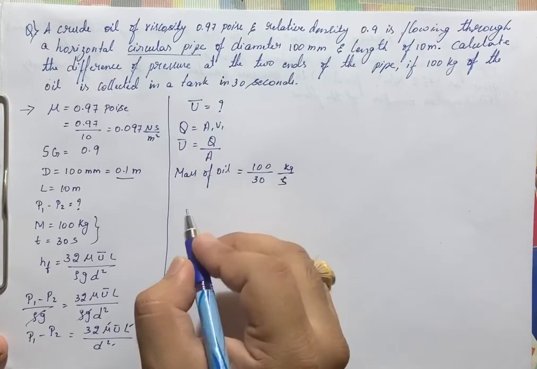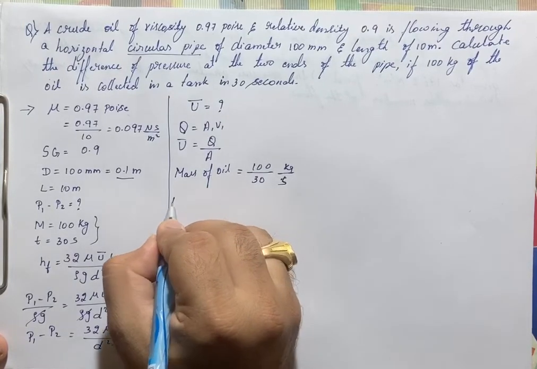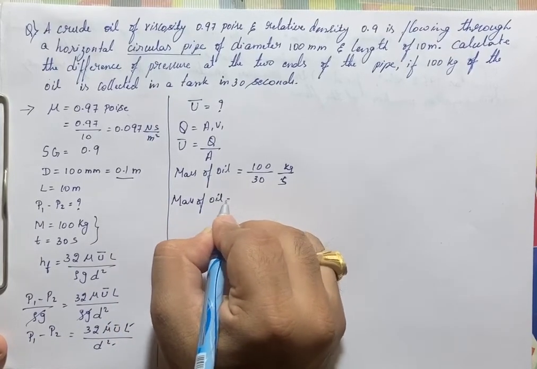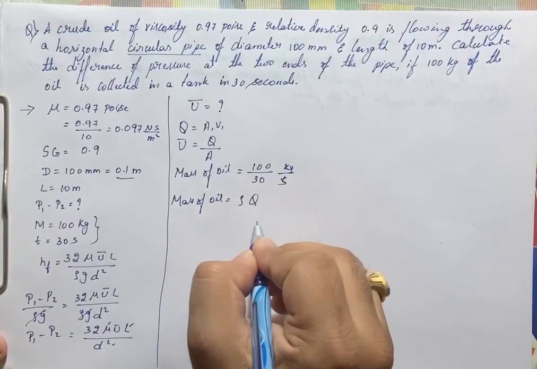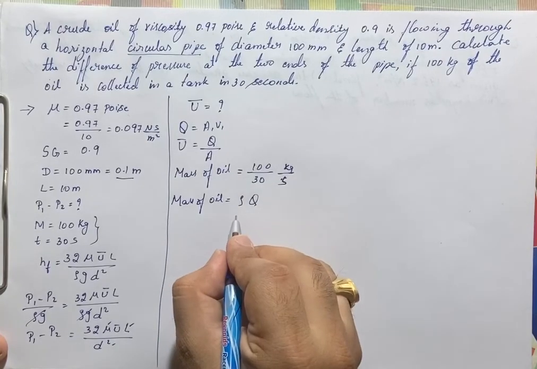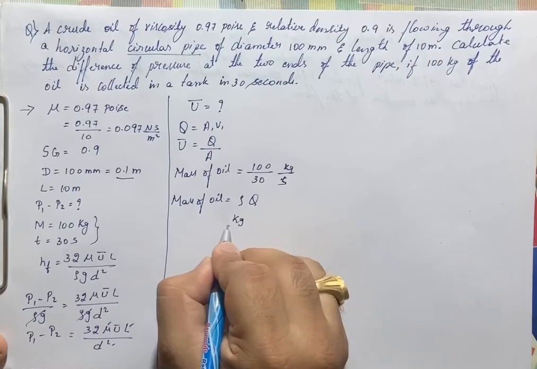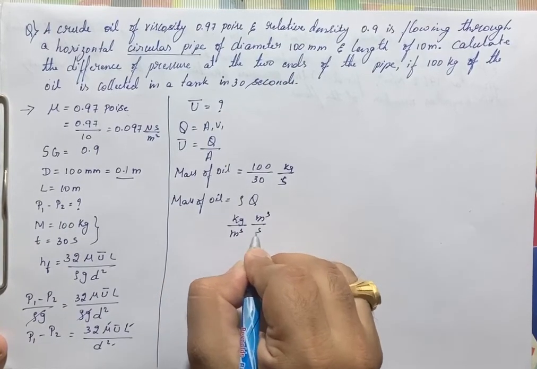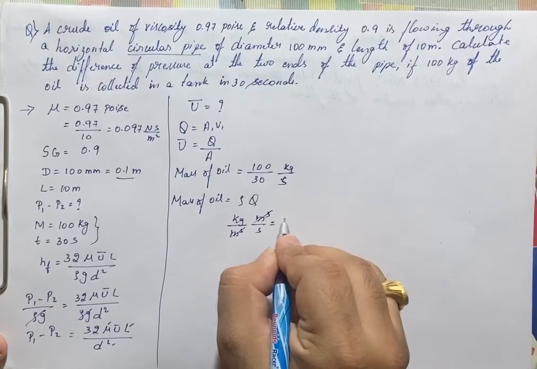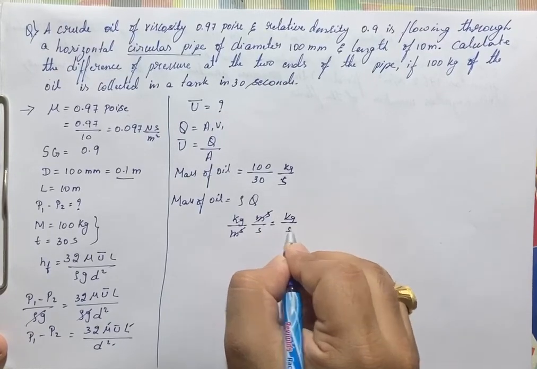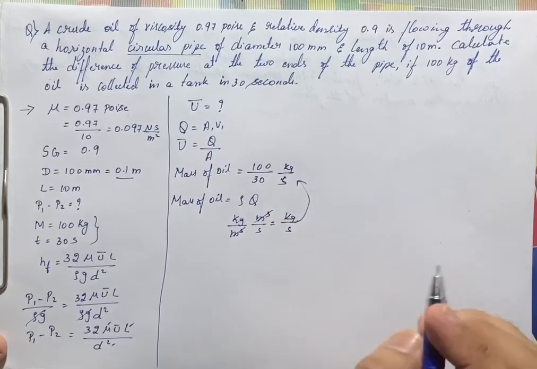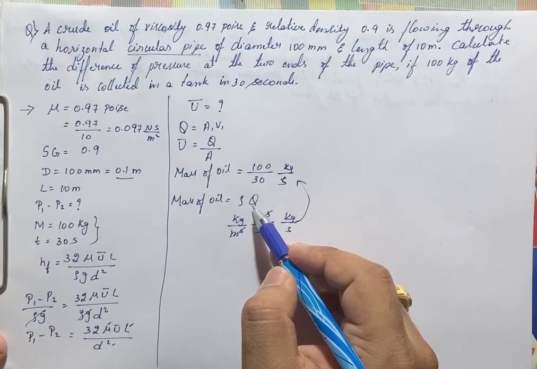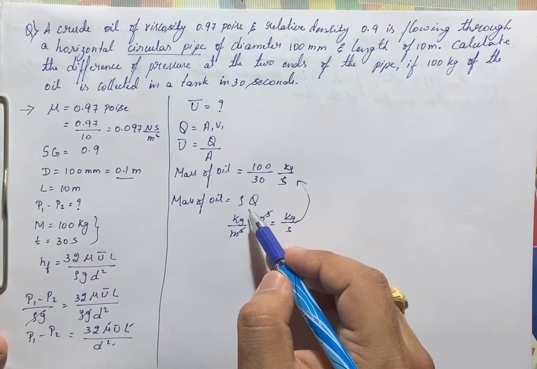Now I'll write this mass of oil as density into discharge. Why? Density is in terms of kg per meter cube. Discharge is meter cube per second. So these two get cancelled, remaining will be kg per second, right? This is what we have obtained. That is, mass of oil is density into discharge here.